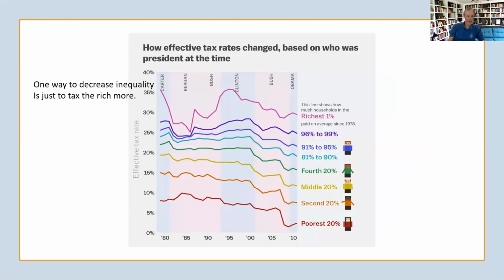So if we want to decrease inequality, or why has inequality gone up? One reason is the government is taxing people differently. So if you want to decrease inequality, you just tax the wealthy more is one way, right? So take money away from the top and redistribute it to different people. It could be either directly in terms of money, right?